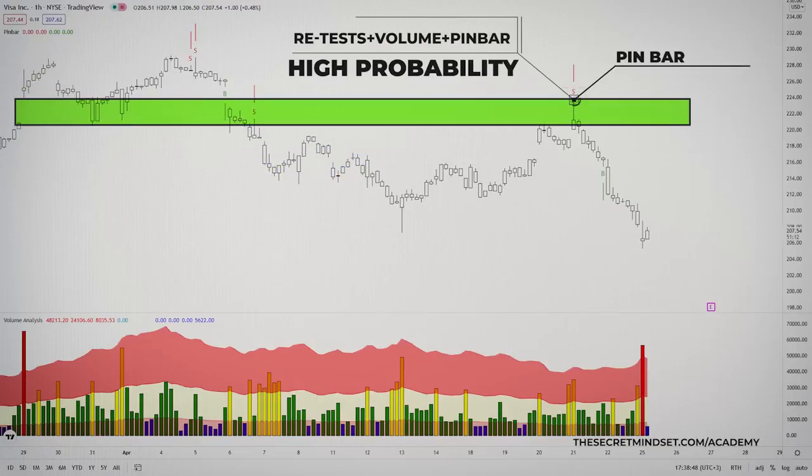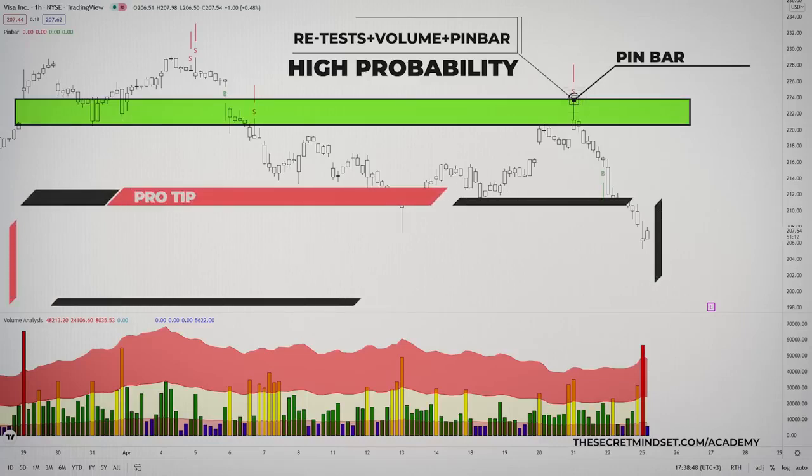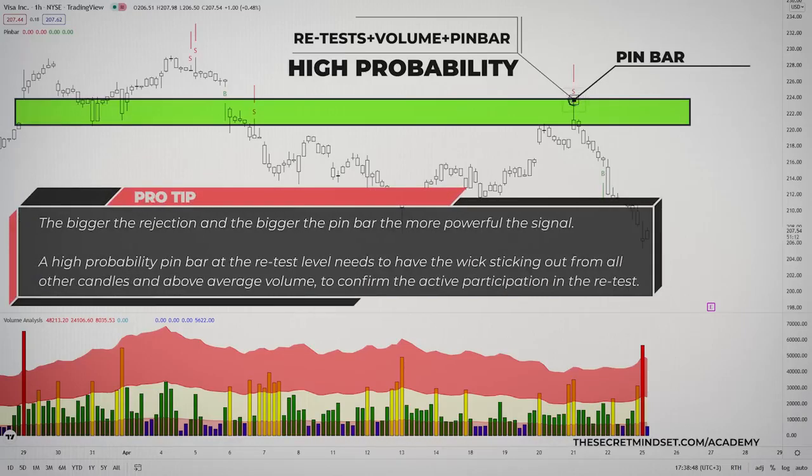effective ways to trade. The very best pin bars stick out at the retest level. The bigger the rejection and the bigger the pin bar, the more powerful the signal. A high probability pin bar at the retest level needs to have the wick sticking out from all other candles and above average volume to confirm an active participation in the retest.